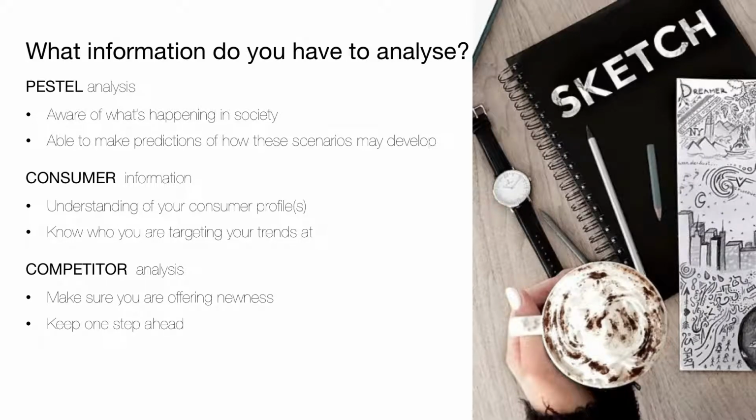So what information do you have to analyse so far? You have your pastel analysis. You should be aware of what's happening in society at the moment and be able to make predictions of how these scenarios may develop. You've got your consumer information, understanding of your consumer profiles, and know who you will be targeting your trends at. And you also have your competitor analysis. Make sure you're offering newness in comparison to your competitors and you're able to keep one step ahead of them, hopefully at the same time.